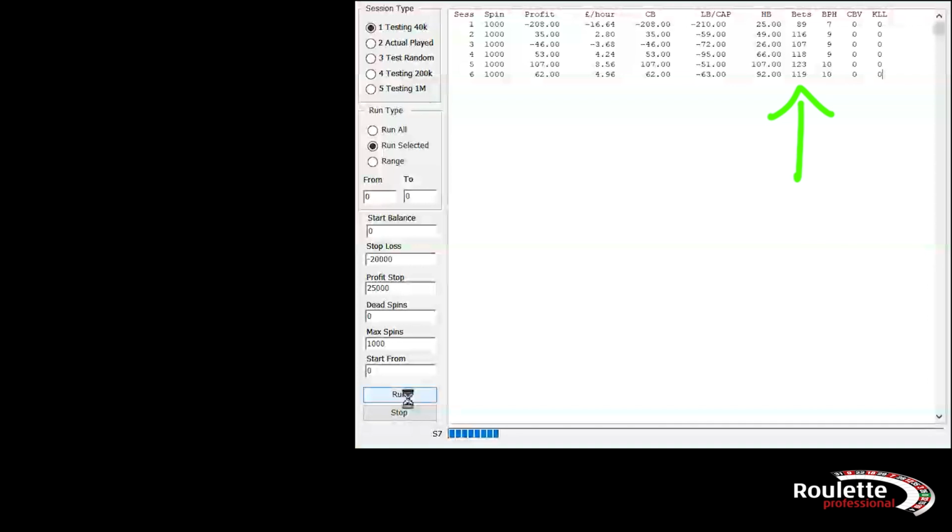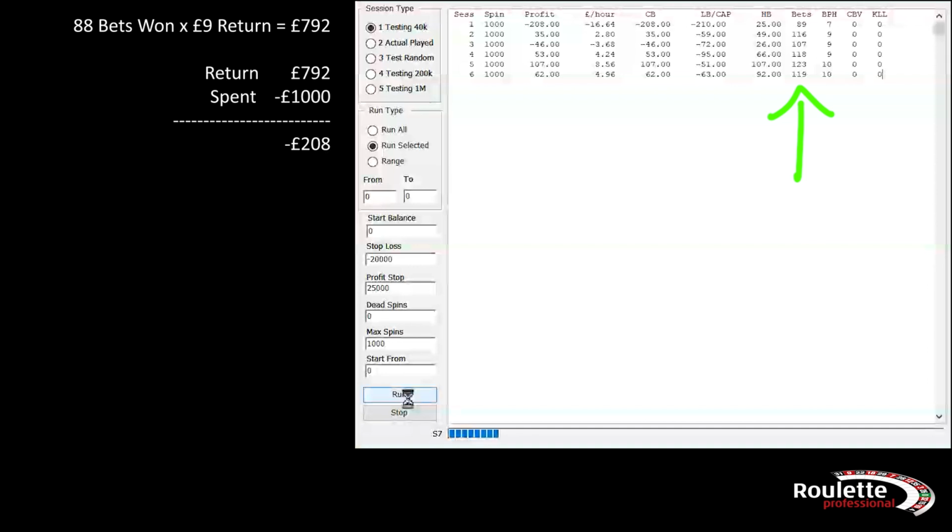The bets column shows the number of bets placed. In this particular example, unless you win on the last spin, then the number of bets placed will be 1 higher than the number of bets you won. Let's see how true this is. So, for the first session, we can assume we won 88 bets with a £9 return. That would give us a total return of 792. We would have spent £1,000 on bets, so our profit would be negative 208. So that's right.